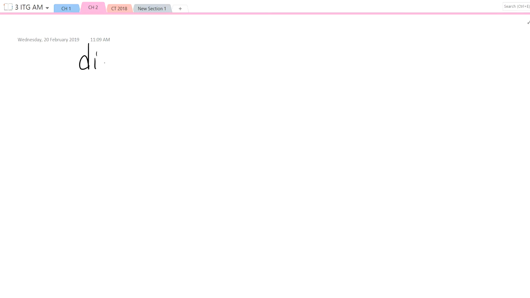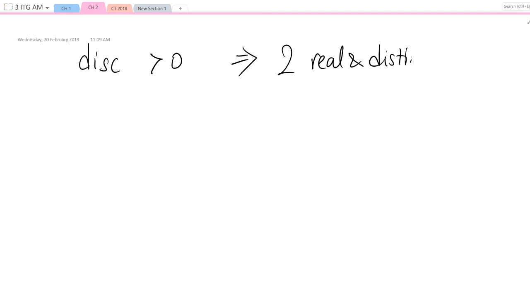Discriminant greater than 0. What does this imply? Discriminant more than 0. What does it imply? Two real and distinct roots. So we know that roots are solutions.